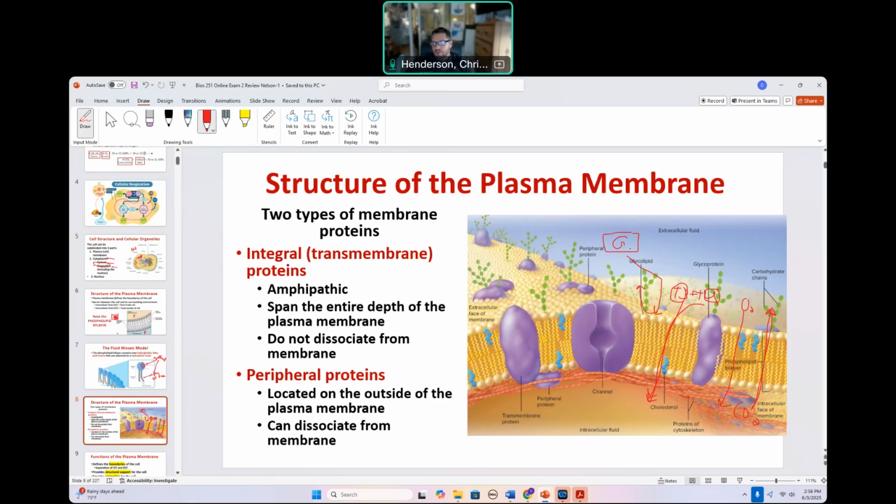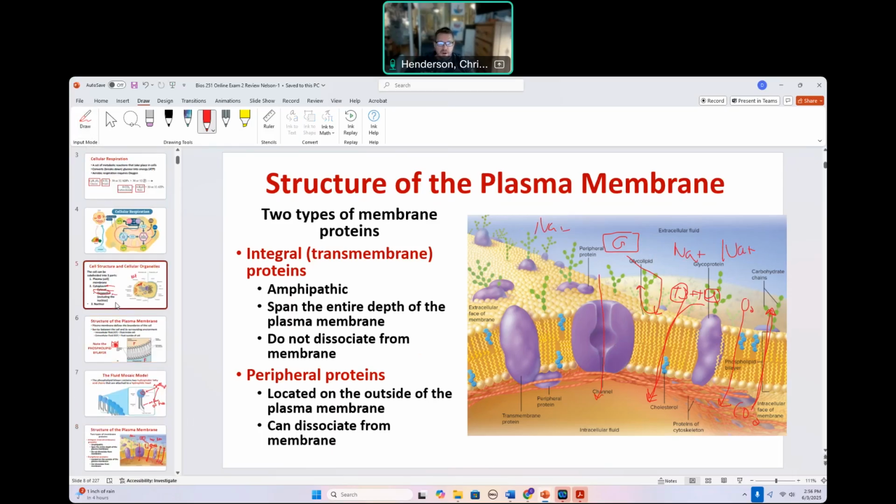So how does glucose get into the cell? How does sodium get into the cell? There's a ton of positively charged sodium just chilling on the outside in our extracellular fluid. How does it get in? It's got to pass through these proteins. So not only is the cell membrane made up of phospholipids, it's also made up of different proteins.